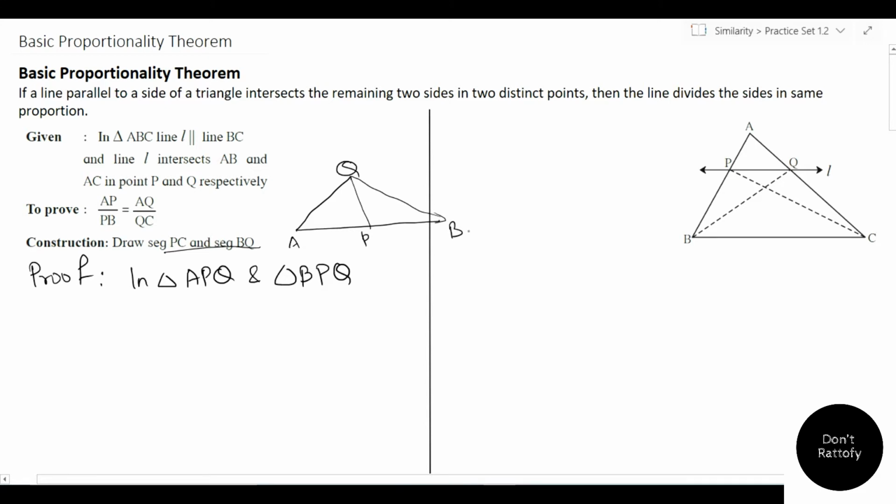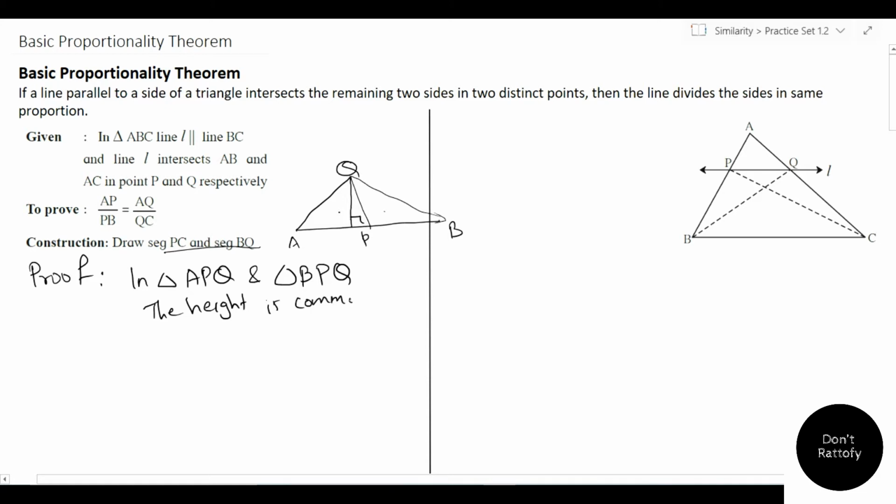If we tilt it anti-clockwise, Q will come up and AB will be the base. So I have triangle APQ, which is this part, and triangle BPQ, which is the right hand part, and I have a common height. If I draw a perpendicular from Q on side AB, I will have a common height for both triangles. So in triangle APQ and triangle BPQ, the height is common.